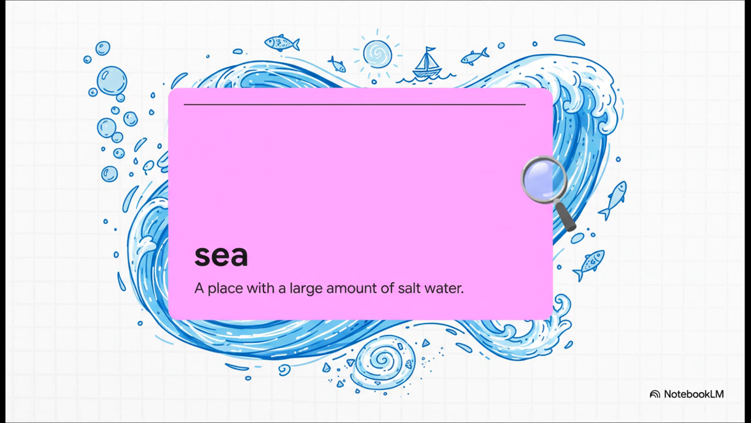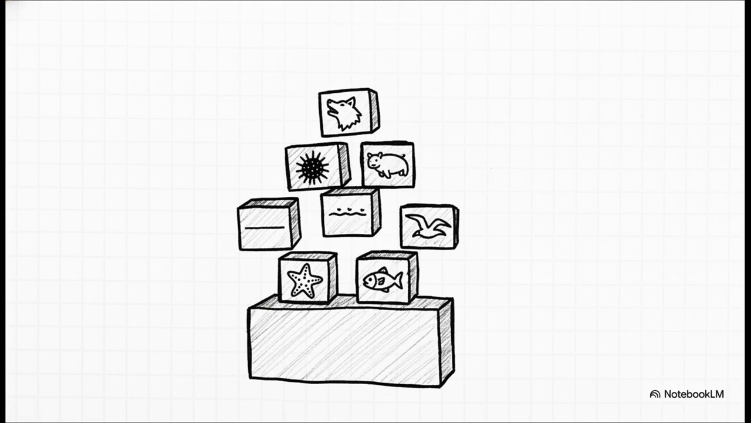Okay, so our whole investigation starts with a word literally everyone knows: "see," right? The Simple English Wiktionary defines it as a place with a large amount of salt water. Super simple, direct, you can't get it wrong. But here's the thing. That simple definition is just the tip of the iceberg. Think about it. This one little word, "see," it's like a Lego brick. We use it to build all these other, bigger ideas. It's a foundation for so much of our language.